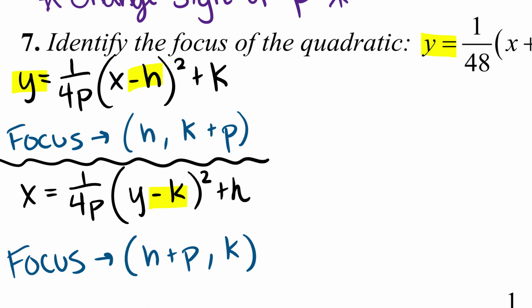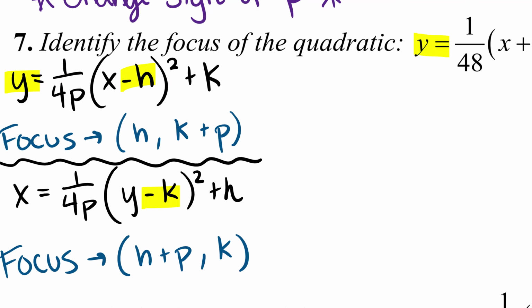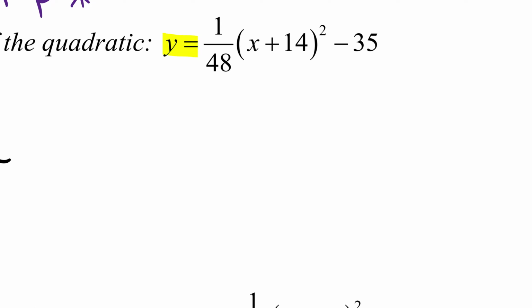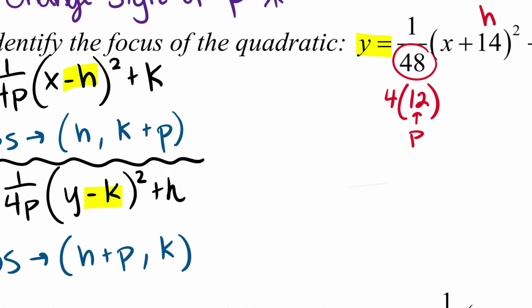Actually, first thing I'm going to do is I'm going to label everything. So I need to find, let's see, I have h is right here, k is right here, and 48 I got to change to 4 times some number, right, 4p. So if I do that, it's 4 times 12, right? So that means that p is 12. Great. Now I just go look at this.